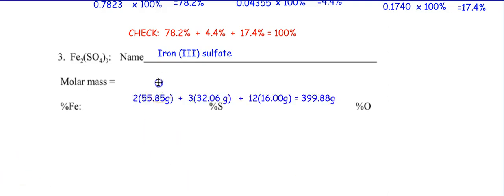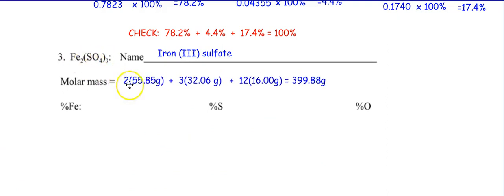All right, did you do something like this? I took 2 irons at 55.85. Remember, with this parentheses, I have to distribute that 3 throughout, so I have 3 times 32.06 grams. And now I have 4 times 3, I have 12 oxygens, all right, to get 399.88 grams. Hopefully my math is right.